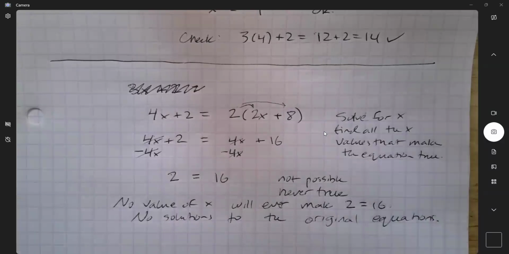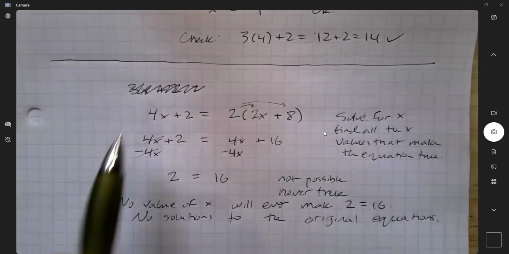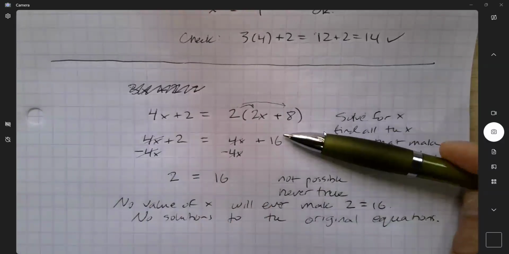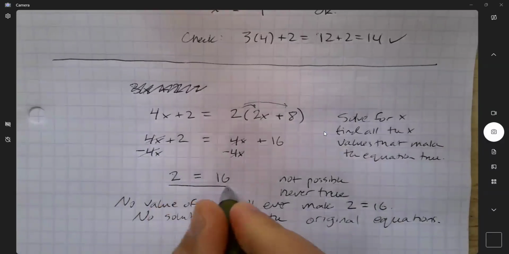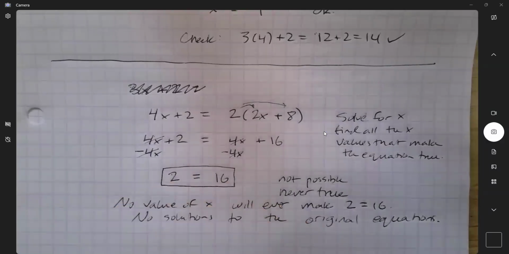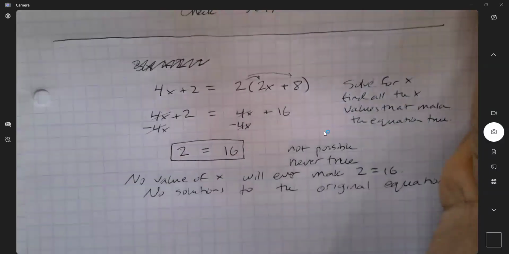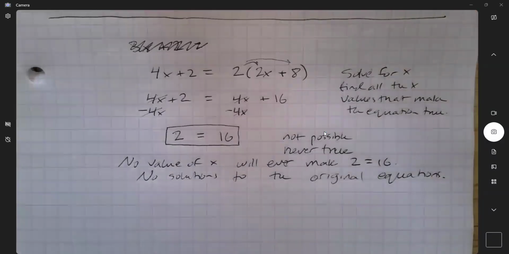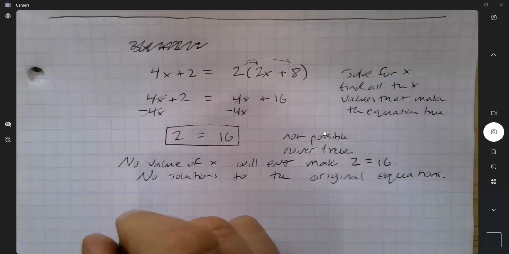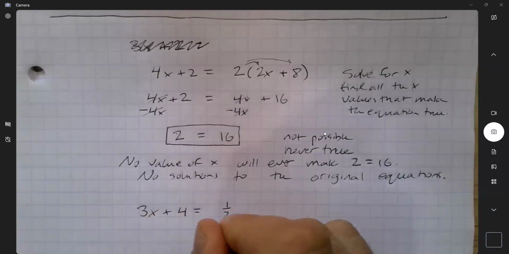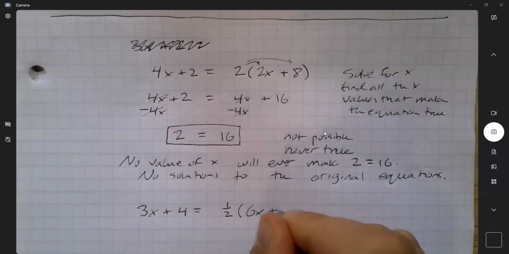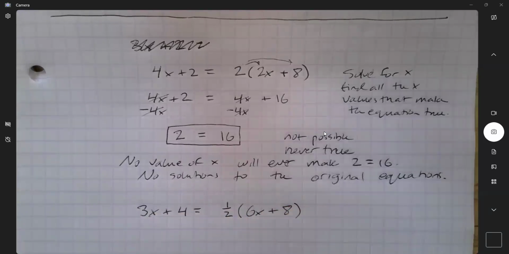That is one of our surprising results. When you have an equation and you do the math correctly and you end up with what's called a false statement, like 2 equals 16. Another possible surprising result might look something like this. Let's look at 3x plus 4 equals 1/2 times the quantity 6x plus 8.